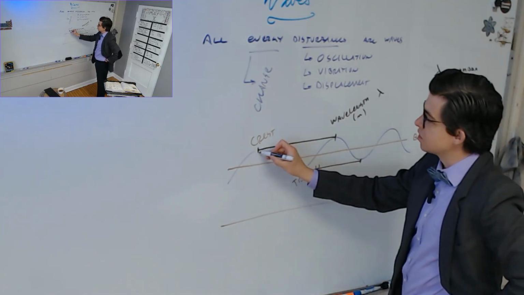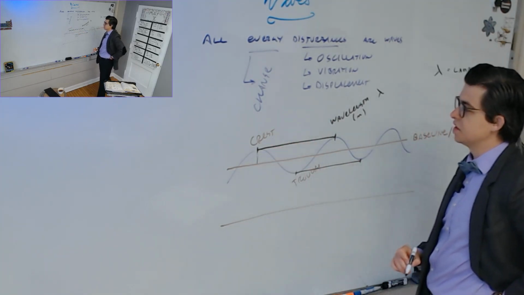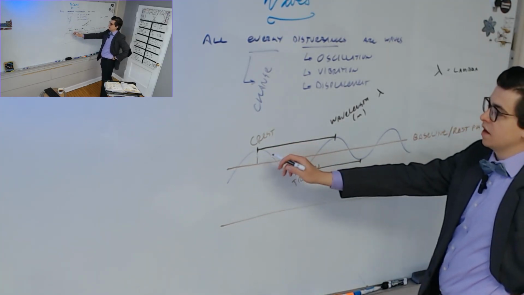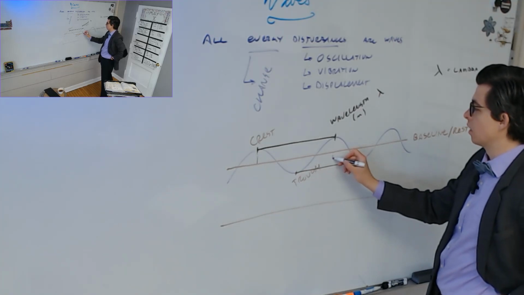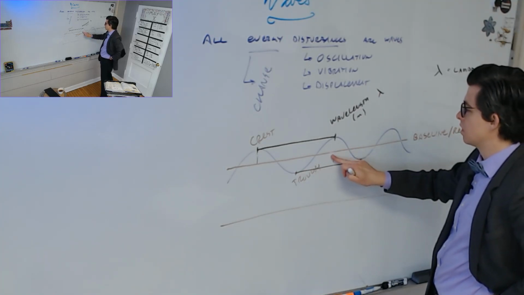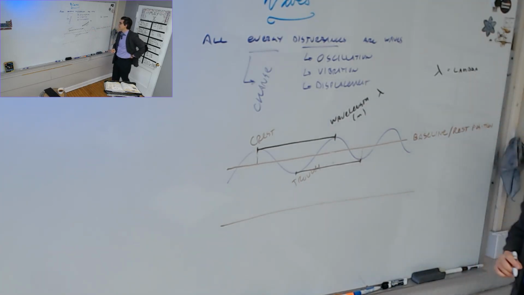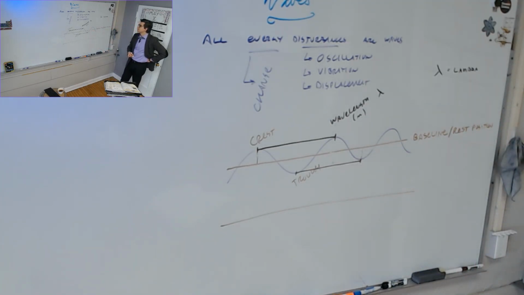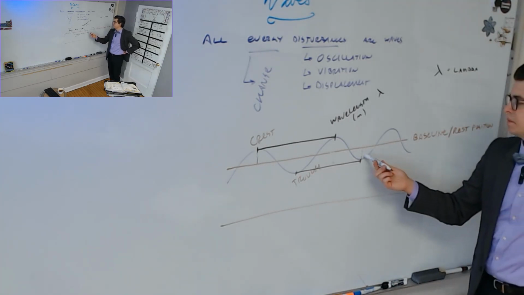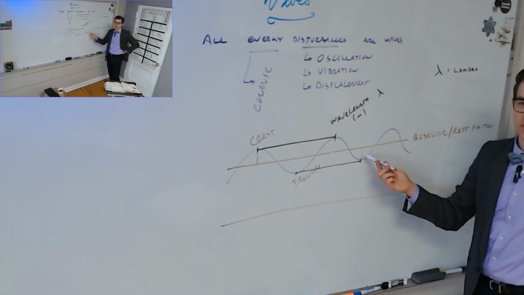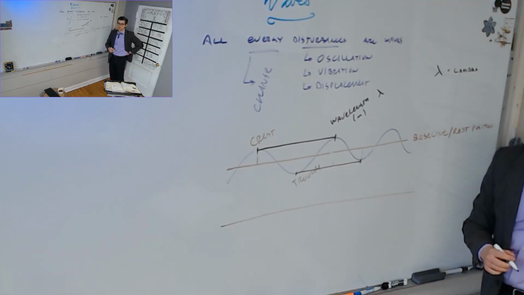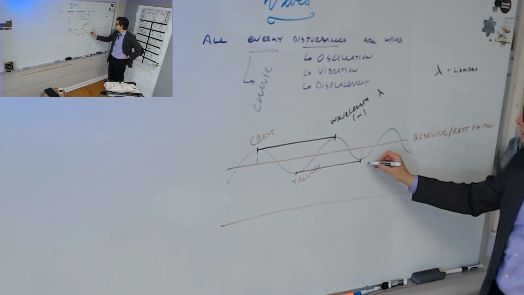Now, what about this one? This distance from the height of the crest to the midline. What do you call that? What do you call the distance from the midline to the trough? Amplitude. Yep.